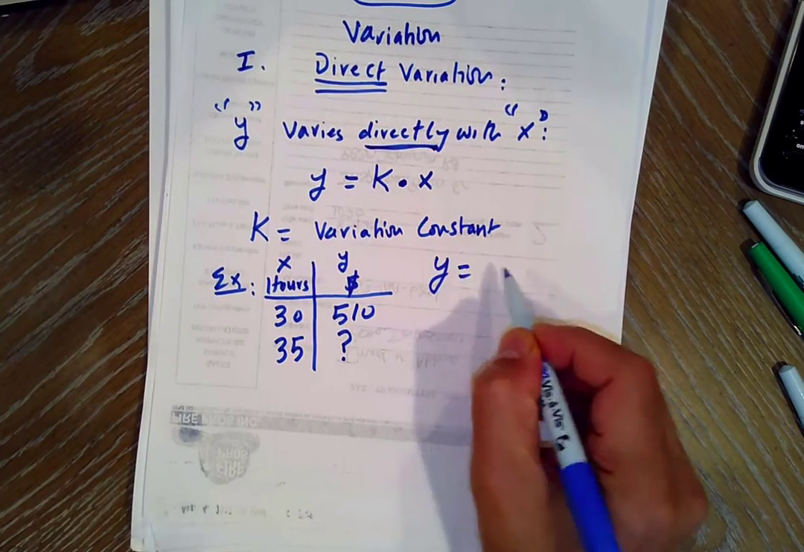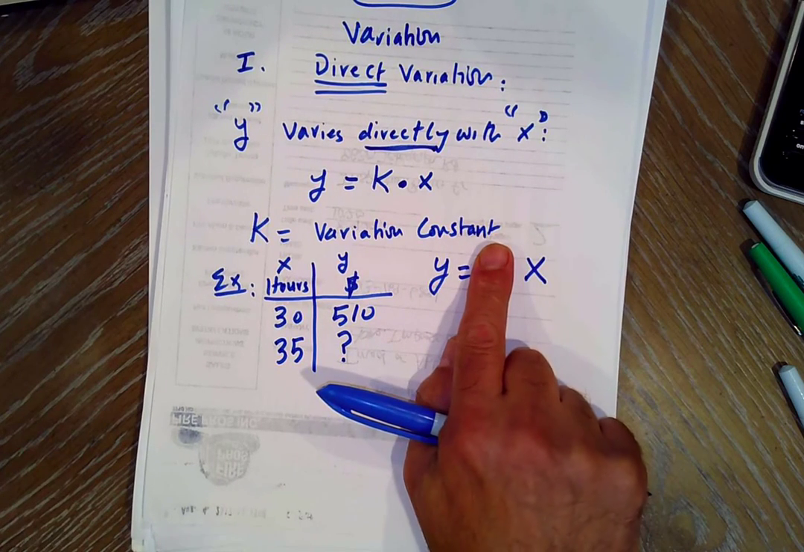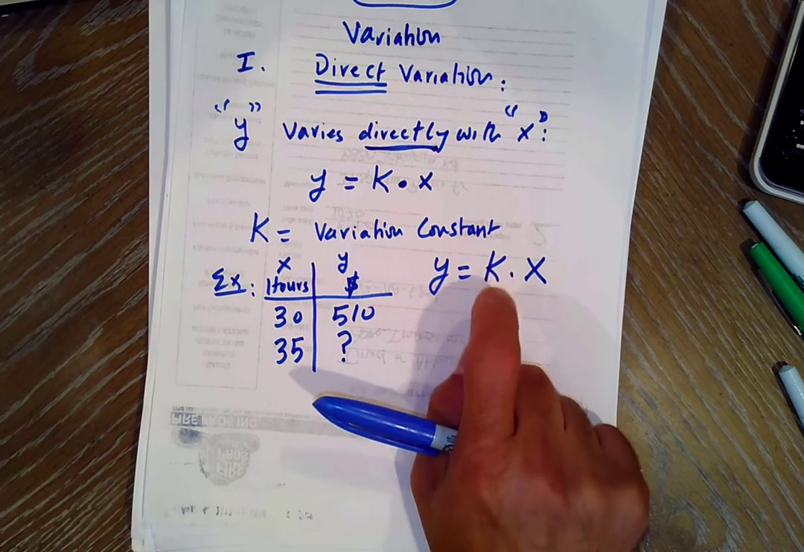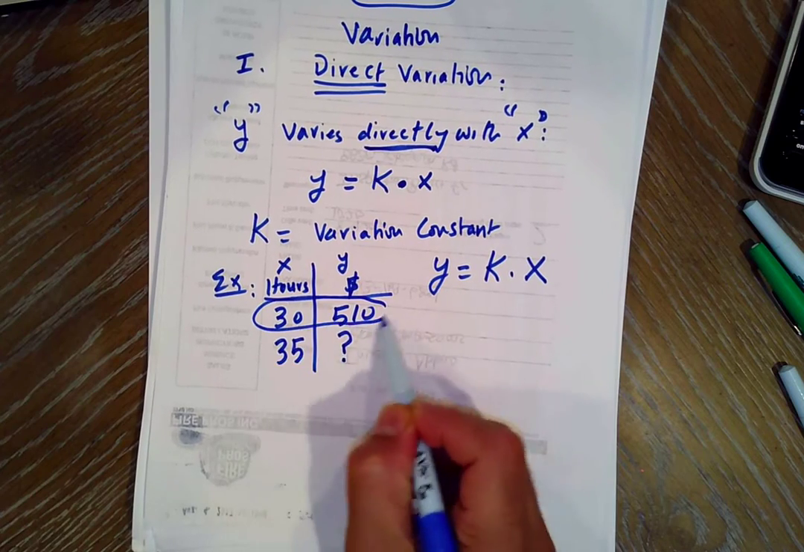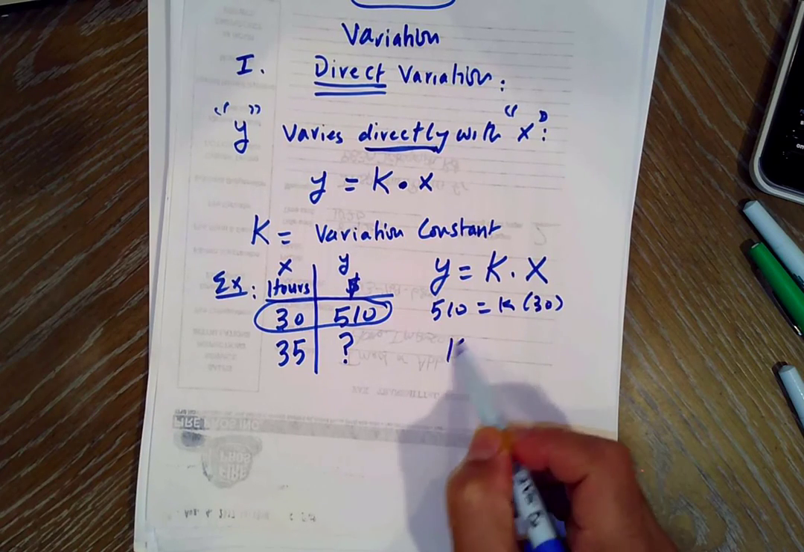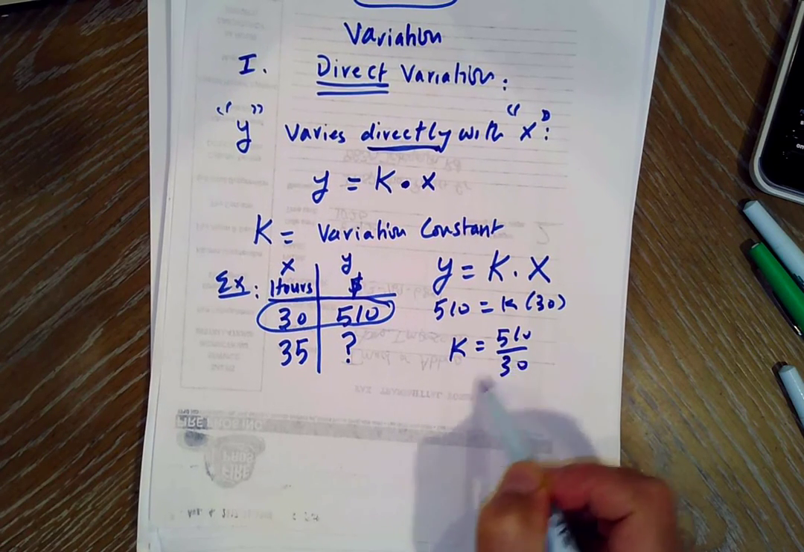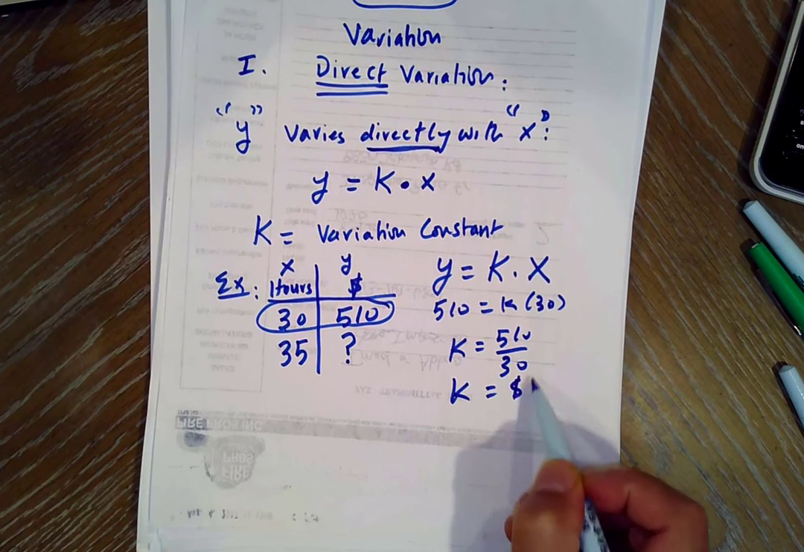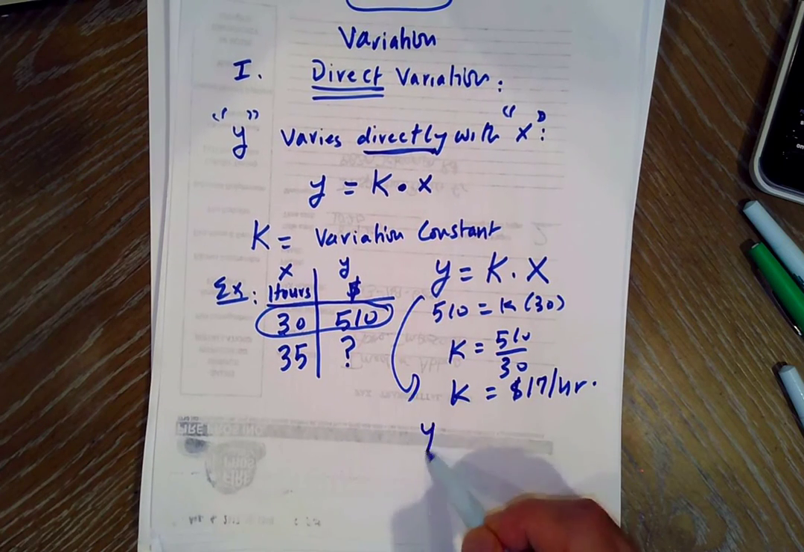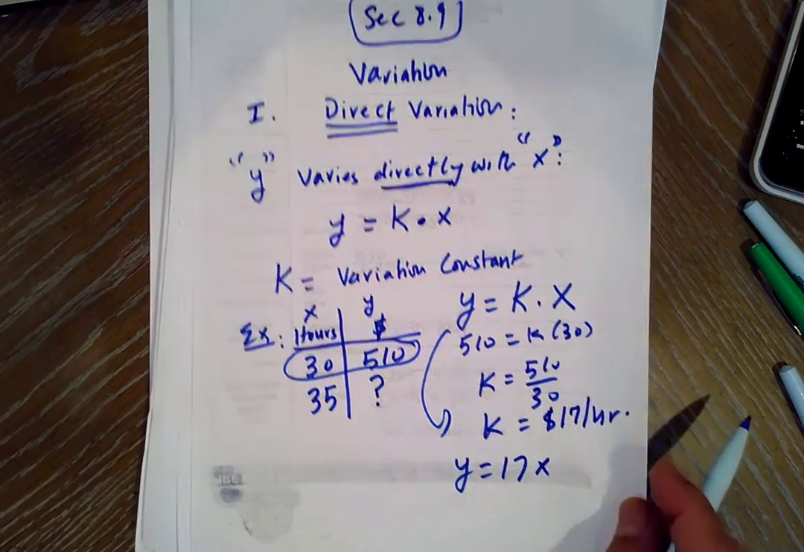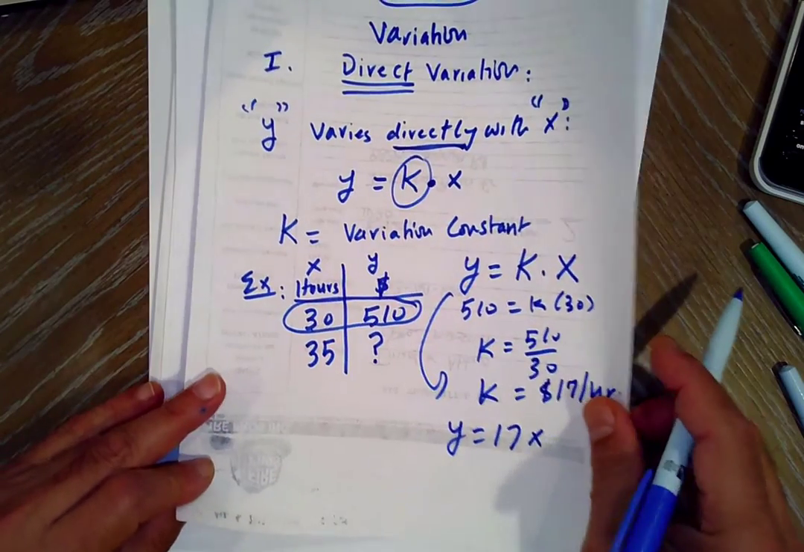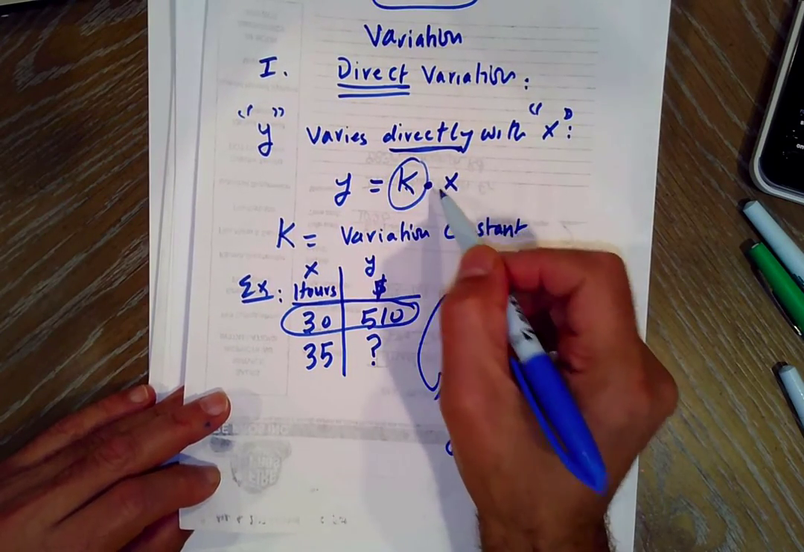So we say y equals, and we must have k, because you don't want y equals x, because if you work 30 hours, you're going to make $30 if it was y equals x. So how do we find k? When x is 30, y is 510. In this case, k is actually your hourly rate, how much you're getting an hour, which is $17 an hour. See how important it is, having a k in there. So now y equals 17x. We'll come back and finish this, but I wanted to show you the significance of having a k there. So for direct variation, you take k and multiply it by the variable.